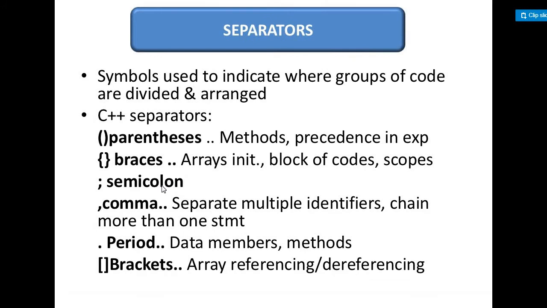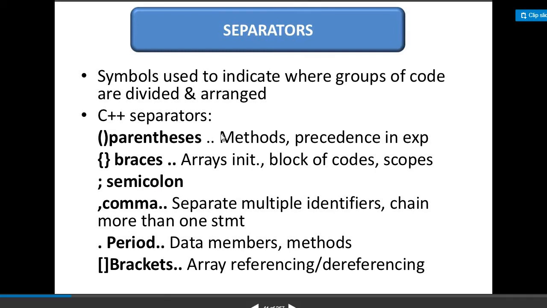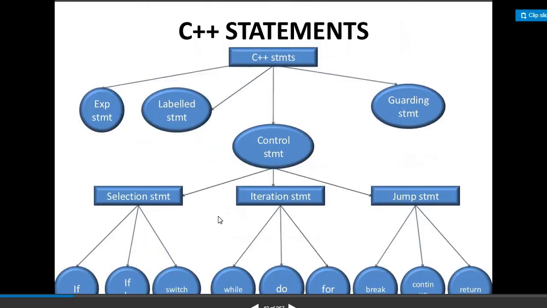Separators, which means punctuators, are symbols used to indicate where groups of code are divided. So C++ separators or punctuators: parentheses for precedence in expressions, braces for array initialization and block of code scope, semicolon to end the statement, comma to separate multiple identifiers, dot or period for data members and methods, brackets for array referencing and dereferencing. These are nothing but punctuators or separators in C++.